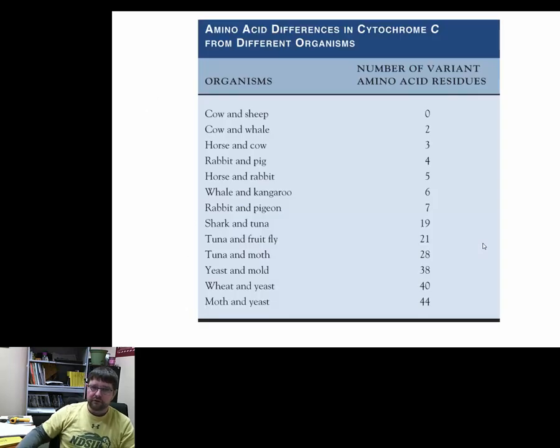Okay? So here's a good example of conserved genes, cytochrome C. You can see that most people can distinguish a cow and a sheep. You know that they're not the same species, but there is no difference in cytochrome C genes between those two. The difference between cows and whales is 2, okay? And most people would definitely say that they could tell the difference between those. Horses and cows are 3.